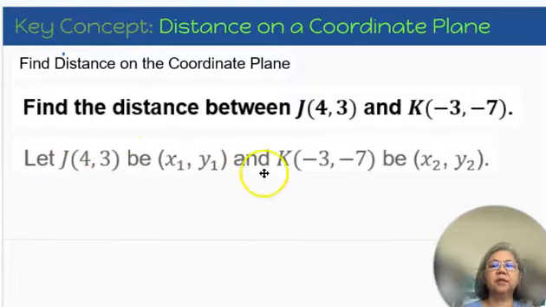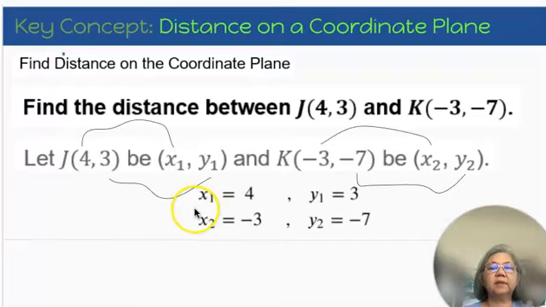So if J is the first point, K will be our second point. And the coordinates of K are (-3, -7), and so these will be your x2 and y2. Now, I just want you to be very careful to label each coordinate properly. So my x1 is 4, your y1 is 3, -3 will be your x2 and -7 will be your y2. So it is very important that you label them. And I suggest that you just write them down: x1 will be 4, x2 will be -3, and then your y1 from the first point is 3, and your y2 will be -7.